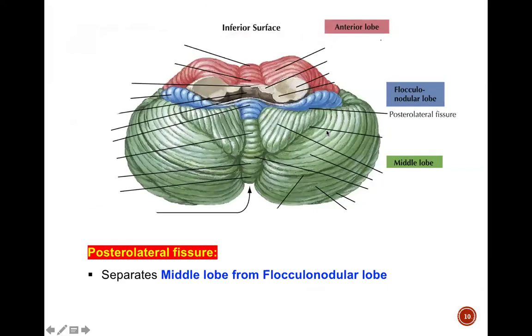So if you see the posterolateral feature, that is responsible for dividing another lobe, called the flocculonodular lobe, from the middle lobe. We are viewing this from the inferior surface. So this posterolateral feature separates the flocculonodular lobe from the middle lobe.